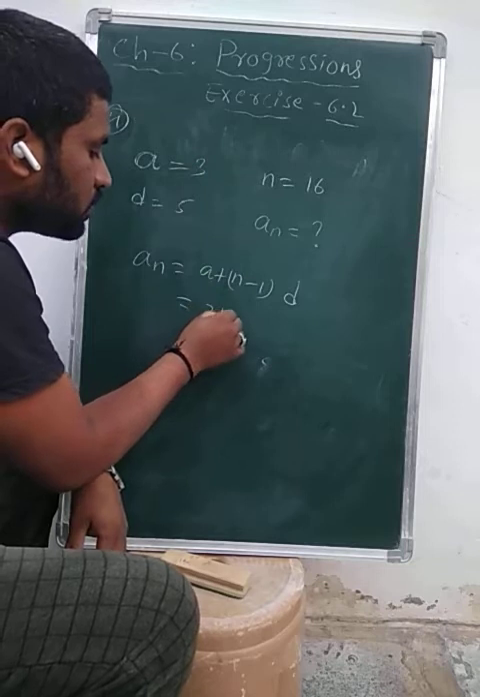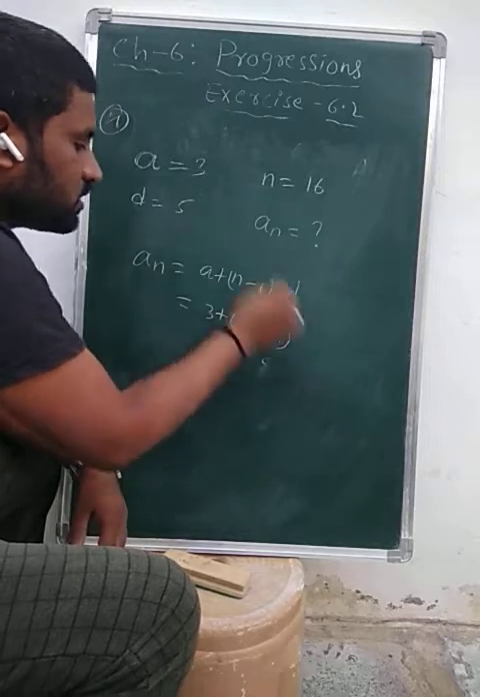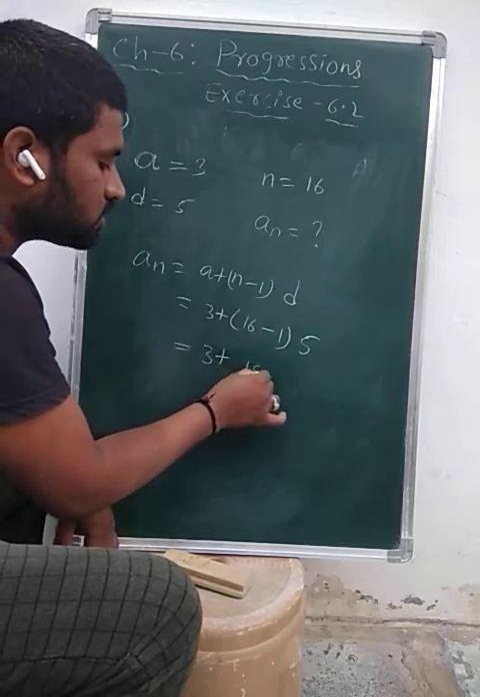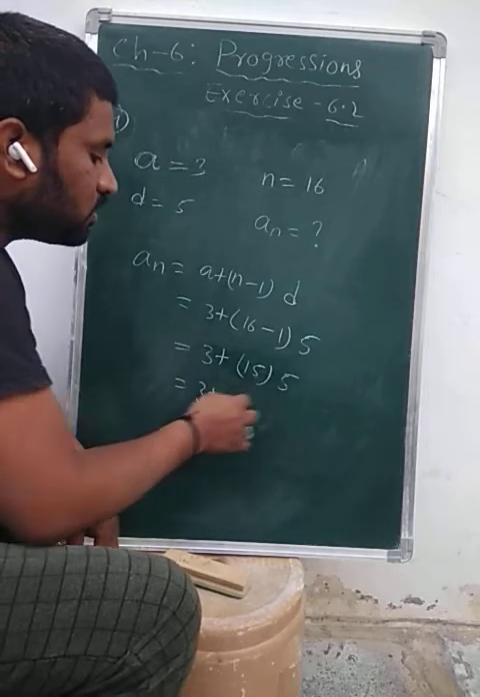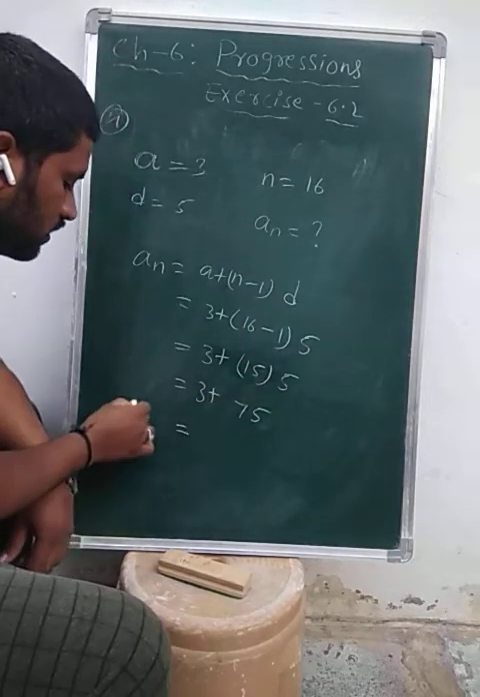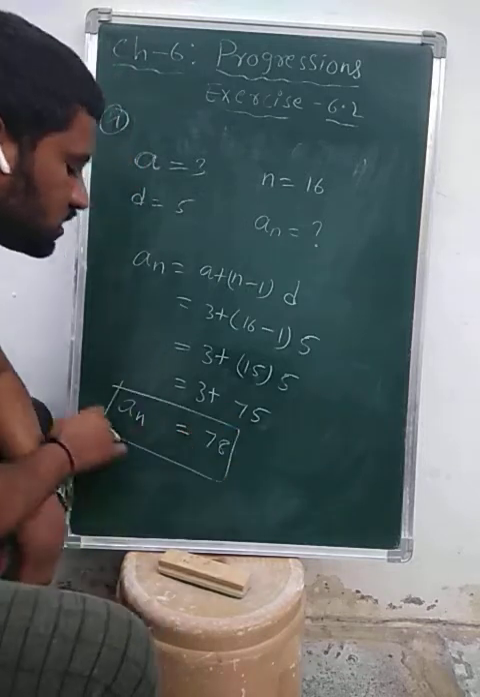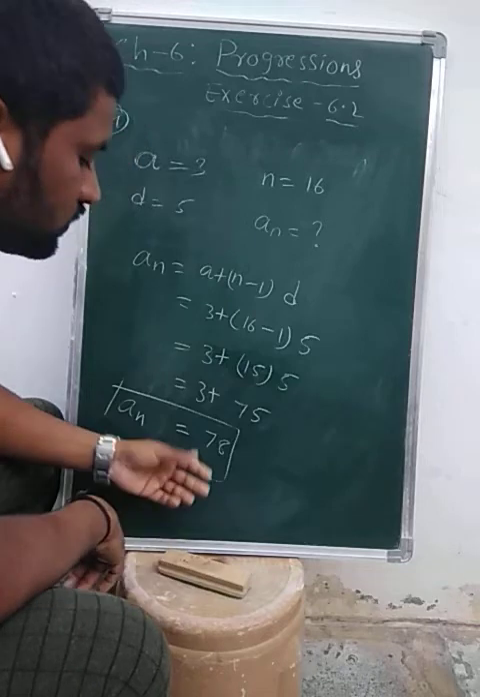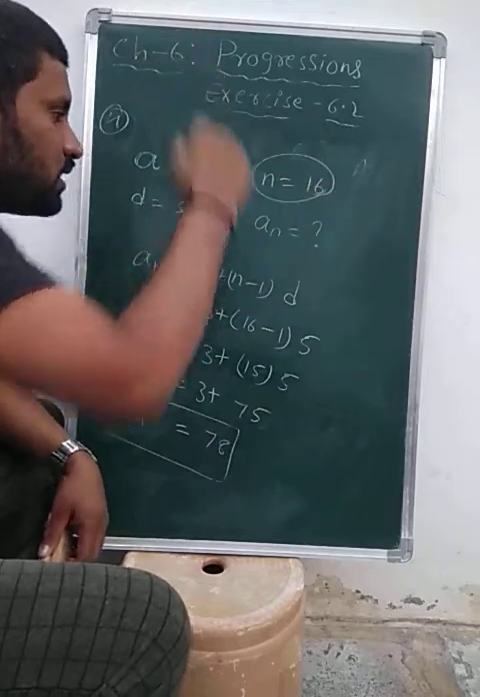a means 3, plus the n value we got, 16 minus 1, into d, which is 5. Now 3 plus 16 minus 1, that is 15, into 5. Now 3 plus 15 fives is 75. Now an is equal to 3 plus 75, that is 78. Hence true. So like this we can find the number of terms. The 16th term of the AP is 78.